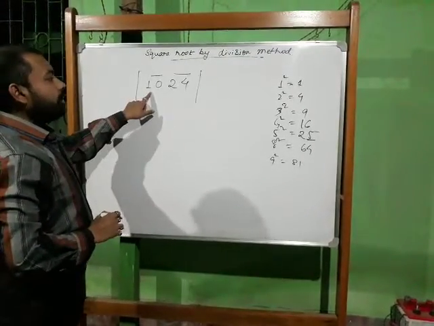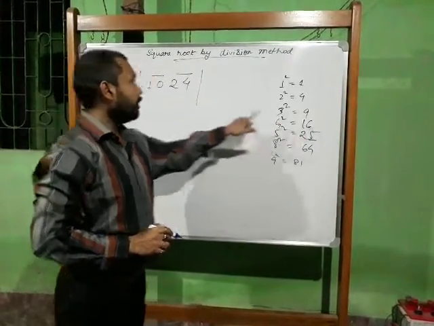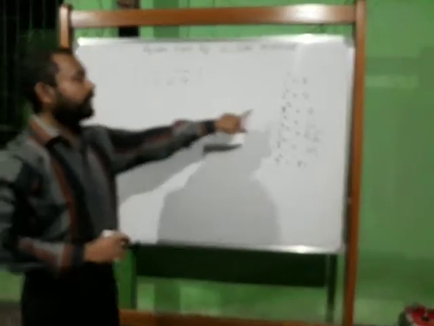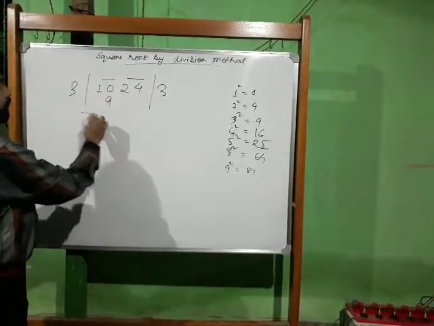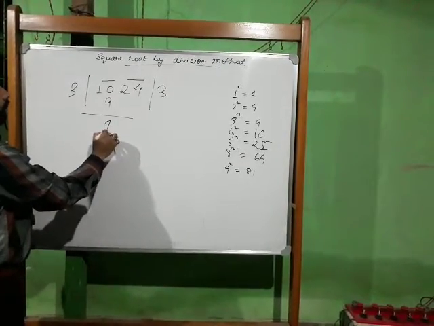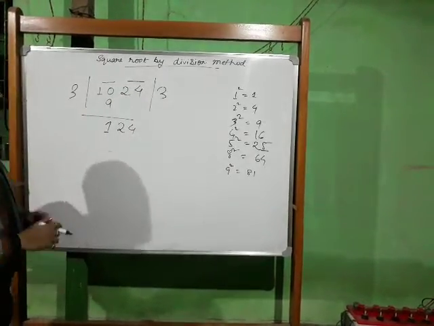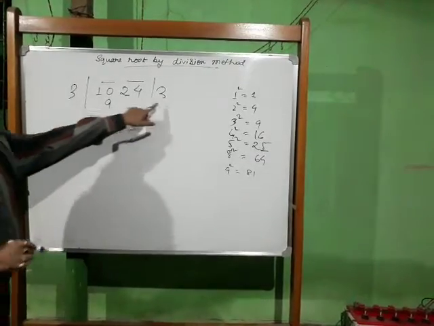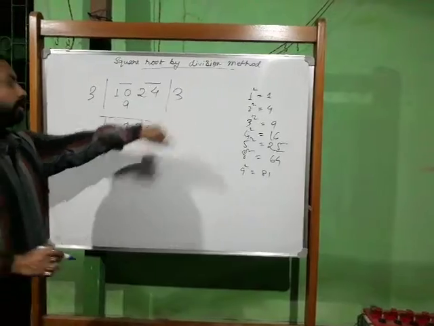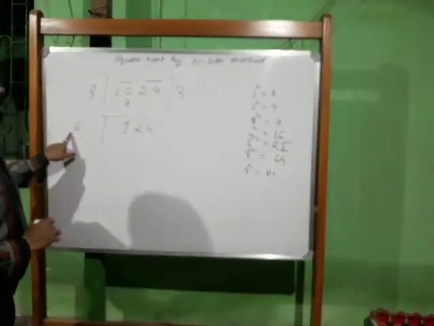See, here it is 10. That means we can take it directly. 3 square is 9, because 4 square is 16, which will be greater than 10. So we take 3 square, 3 into 3, it is 9. We write 9. Now 10 minus 9 is 1. Now this 24 will move downward, 24. Now you see here it is 3, so what will we write here? It is double, so 3 into 2 is 6. So we write 6. Whatever is in the quotient will be doubled here, 6.